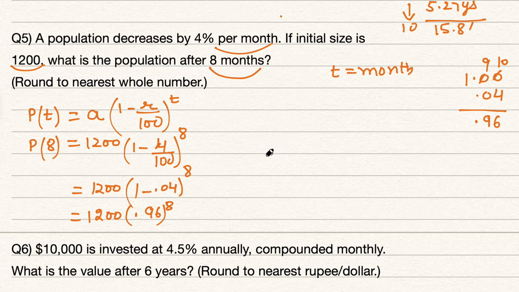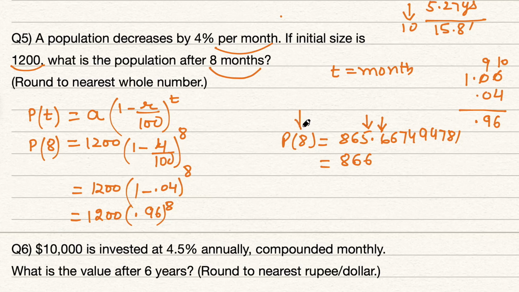Now it's all about calculators. So P of 8 is equal to 865.667494781. You have to round it off to a whole number. So that means we don't want this decimal. We look at the number after the decimal, which is 6, 5 or greater than 5, so it will be increased by 1, and that is 866. So if in the beginning the population is 1200, after 8 months the population is 866. It's decreasing. Okay.